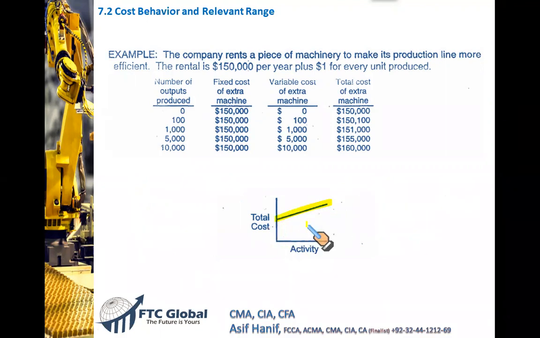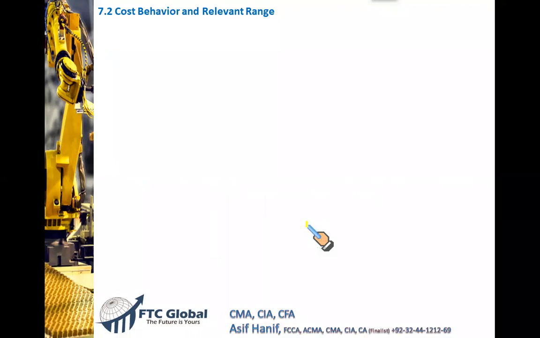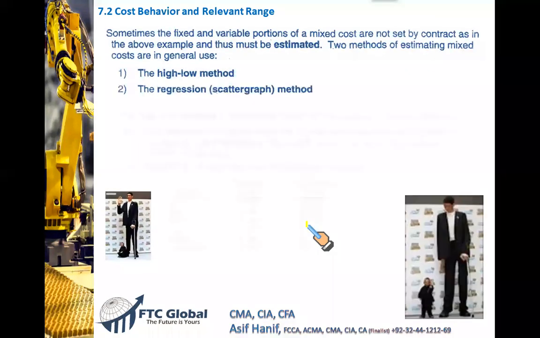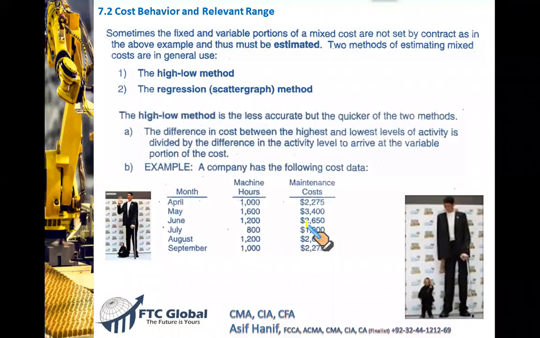Now, the most important part here, which you are most likely to be tested on in your exam, is how to split the variable and fixed cost into its components. Look at this. We have been given machine hours spent in each month. In April, we worked for 1,000 hours. For May, 1,600 hours, then 1,200, 800. And at this level, we have different maintenance costs, 22, 34, and it keeps on going up and down.